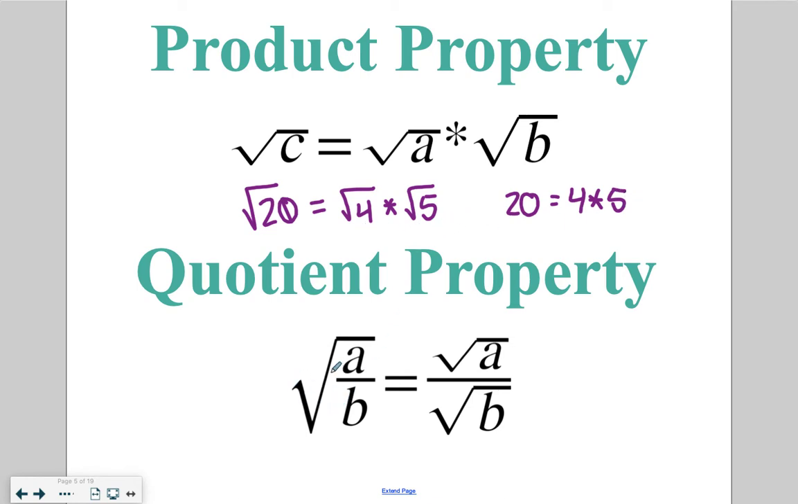Our quotient rule says that if we're taking the square root of an entire fraction, we can break it into the square root of the numerator and the square root of the denominator. So if I'm taking the square root of 1/4, I can split that up into the square root of 1 in the numerator and the square root of 4 in the denominator to make it easier for me to solve. So we're going to use these 2 properties to help us simplify the problems.